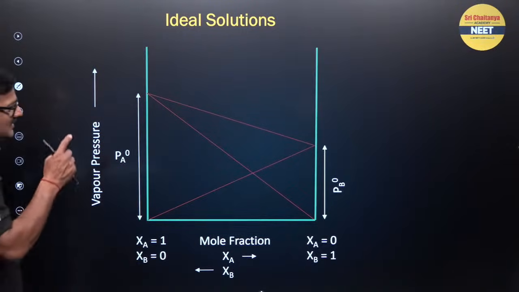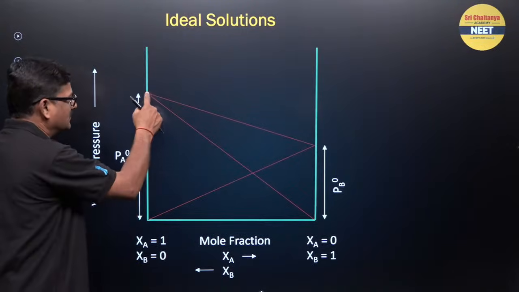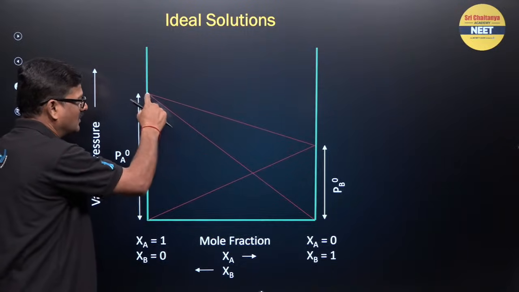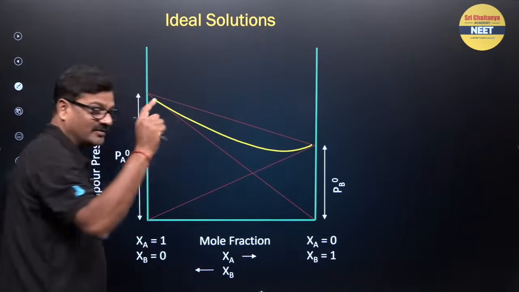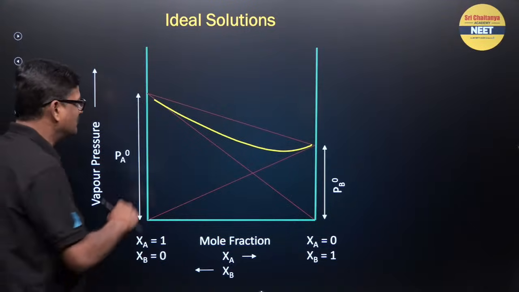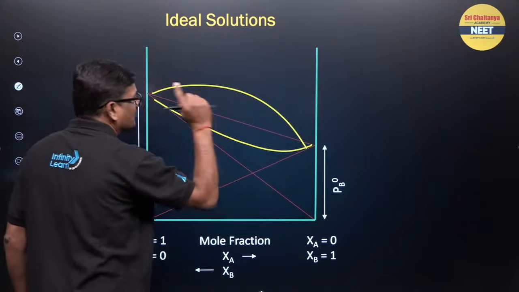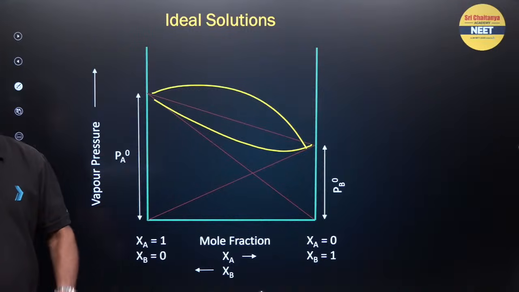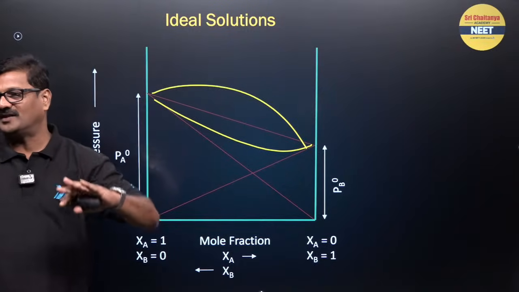So if it is a non-ideal solution, the graph should come down like this, negative deviation. If the graph comes like this, positive deviation. So above the line and below the line.